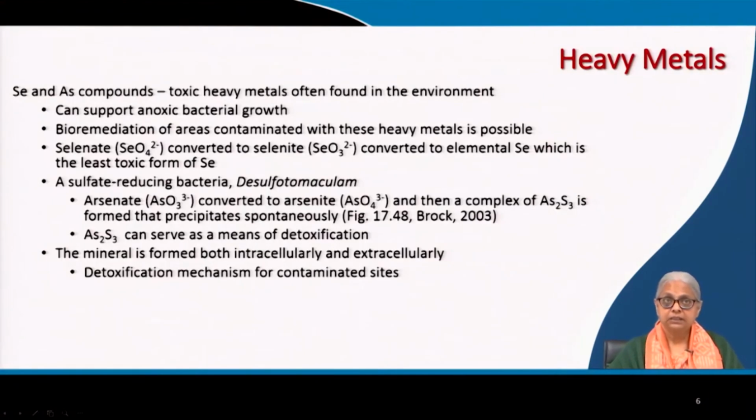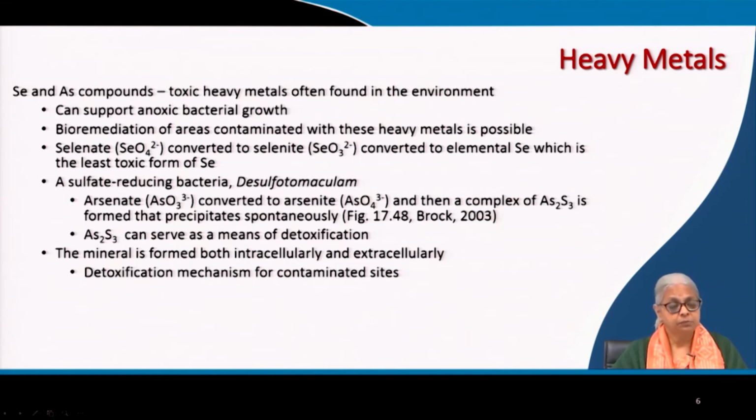Let's take a look at heavy metals like selenium and arsenic. Arsenic is considered to be a toxic heavy metal. Some people think that selenium is also a toxic heavy metal, but there is some evidence in the literature that it may be a trace nutrient as well. So regardless of whether it's completely toxic or toxic only at certain concentrations, let's just take a look at these two common toxic heavy metals that are found in the environment. Both of them are capable of supporting anoxic bacterial growth.